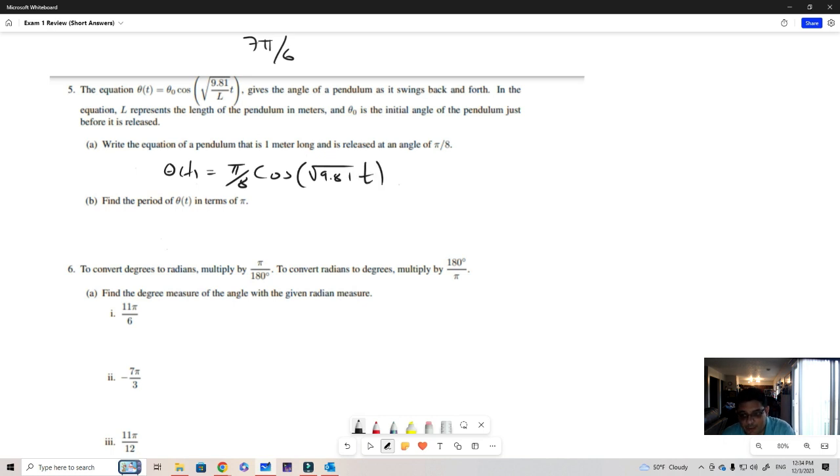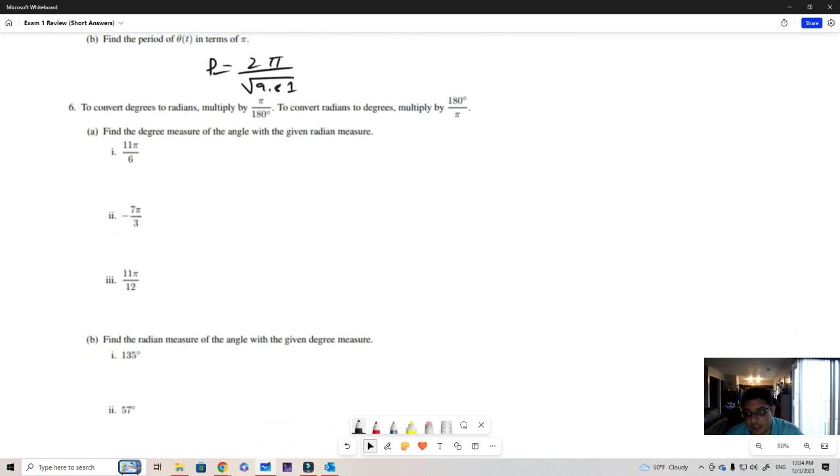Now we want to find the period of this function in terms of pi. We have the speed, and so we know that the period is going to be 2 pi over the square root of 9.81, which is the B here. Okay. And that's it for this particular application.